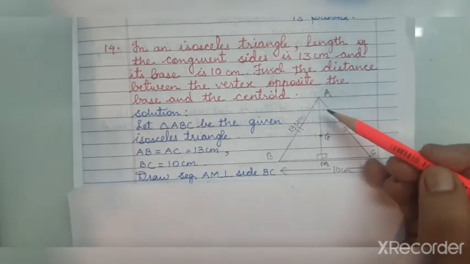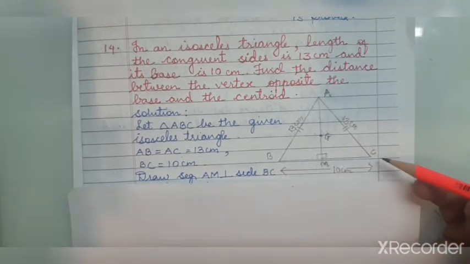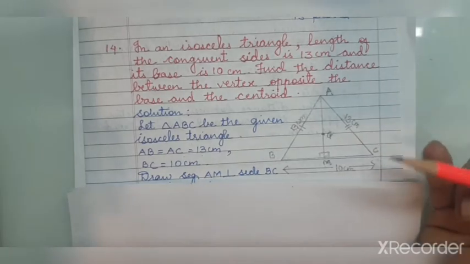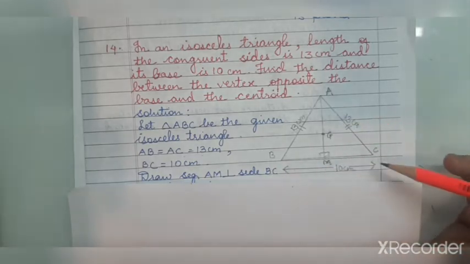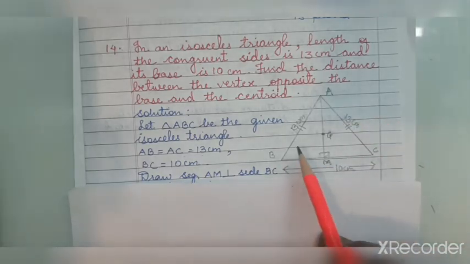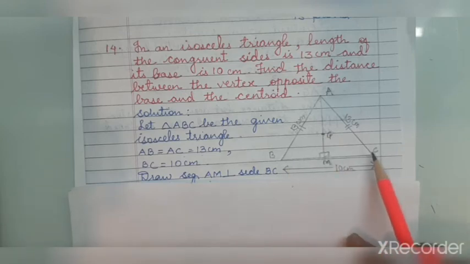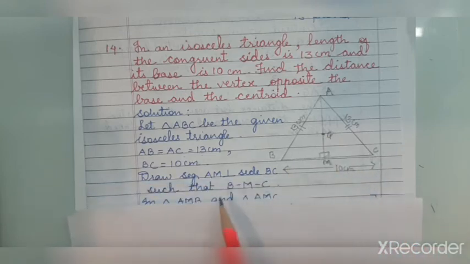Now we have drawn AM perpendicular to BC, which is not given, but we have drawn it so that it will be helpful for us to solve the sum. So AM perpendicular to BC is a construction such that B-M-C. So that also you need to mention. Okay.